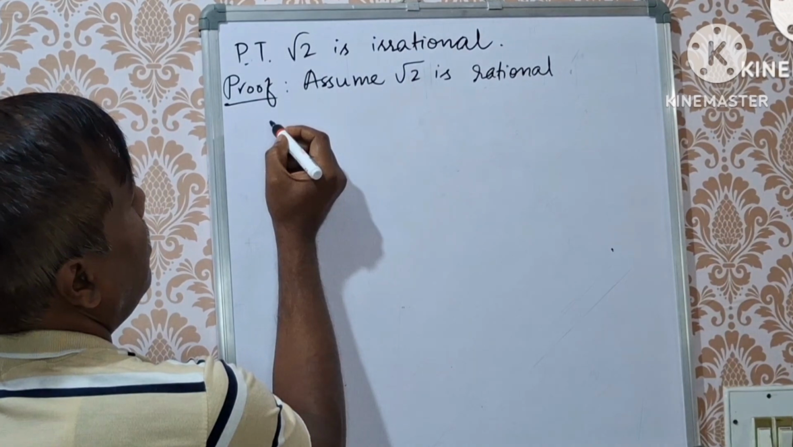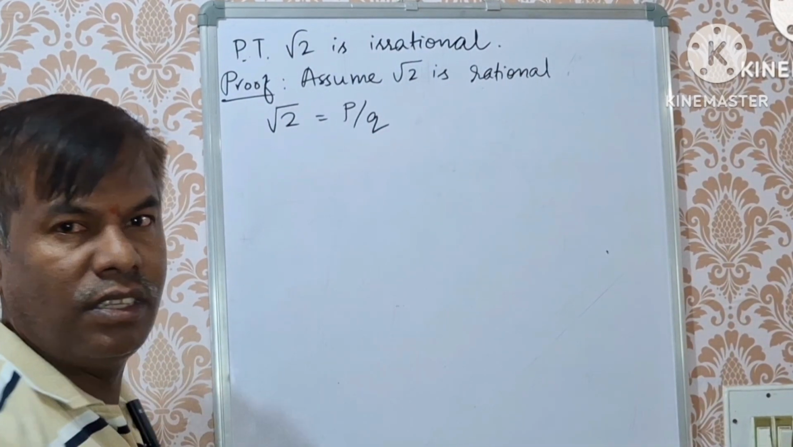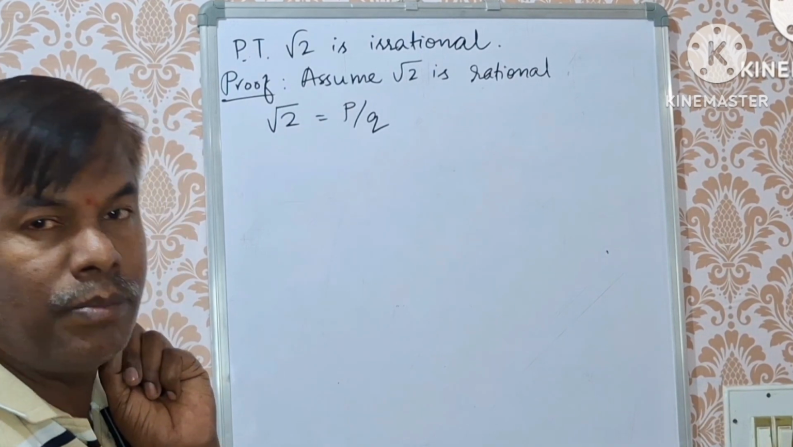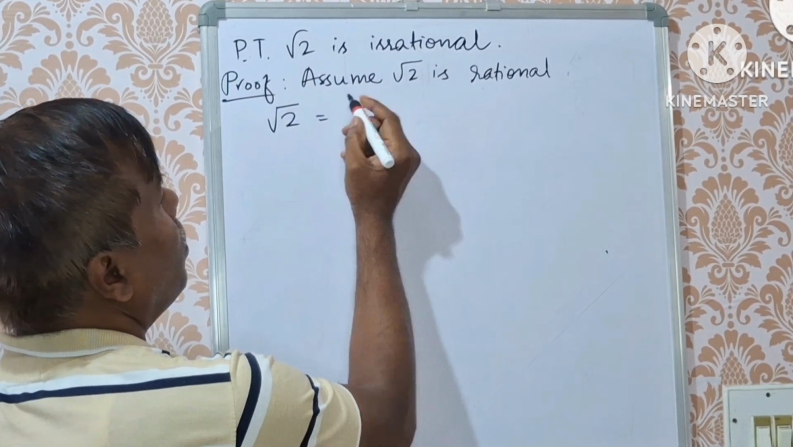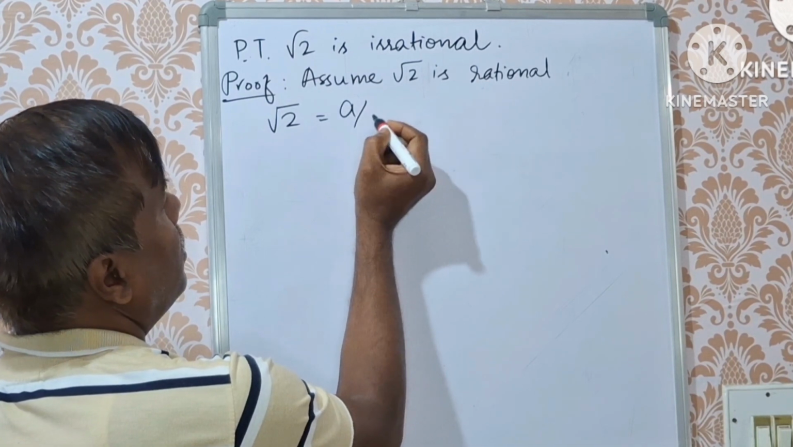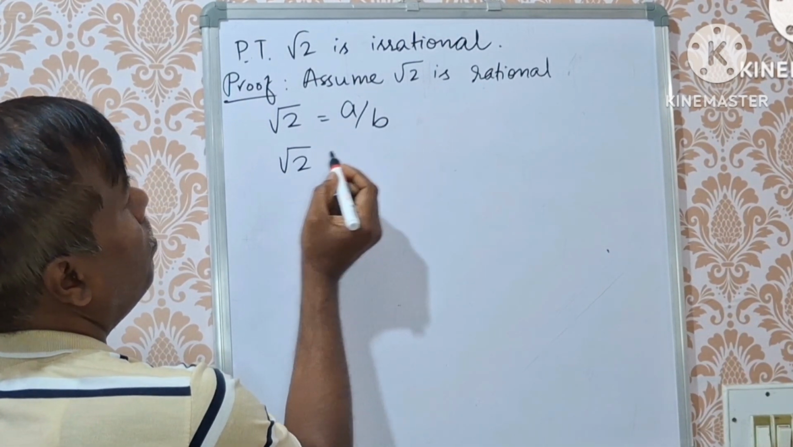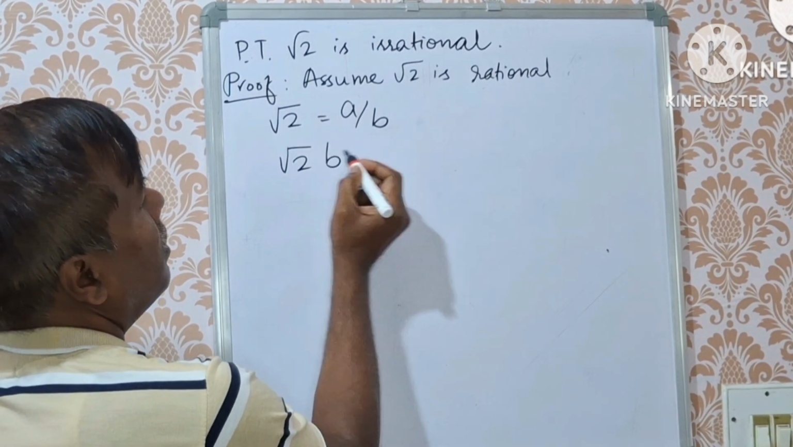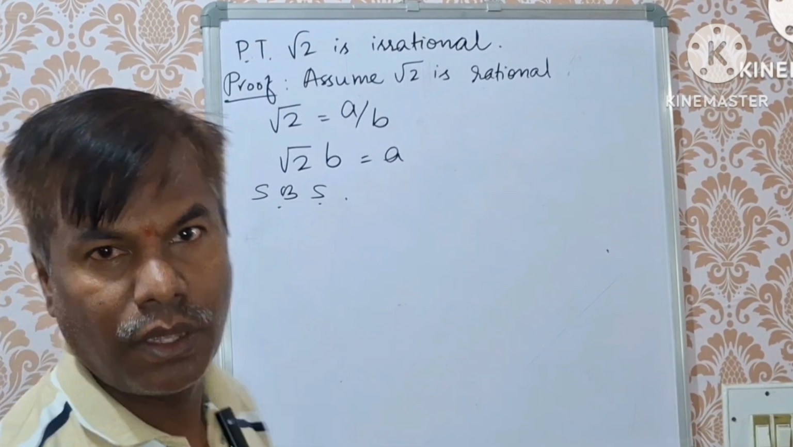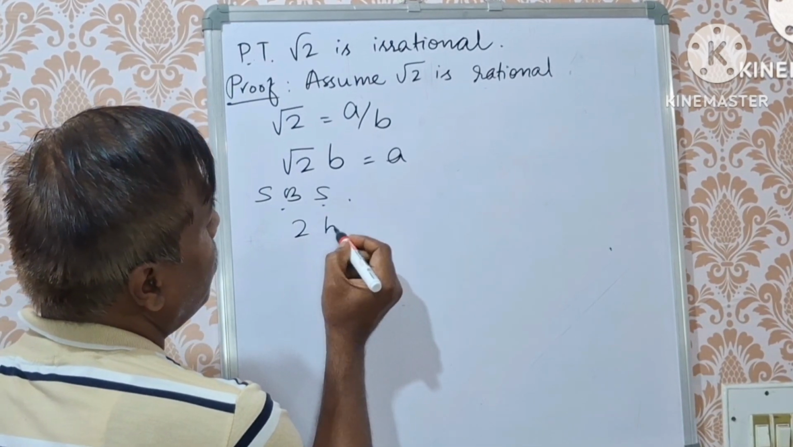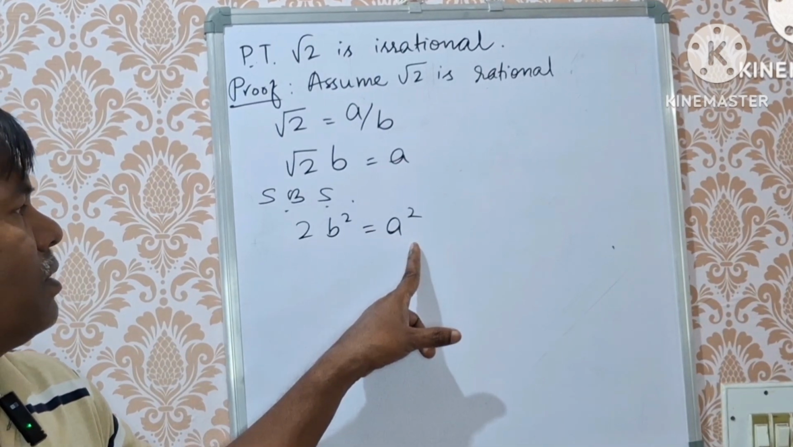If it is rational, any rational number can be written in the form p by q, where p and q are integers and q is not equal to 0, or a by b, a divided by b. By cross multiplication, root 2 b equals a. Squaring on both sides, we get 2b square equals a square. Equation 1.